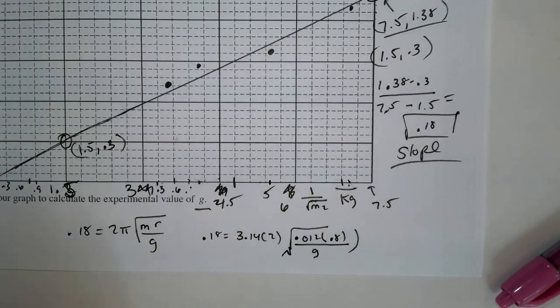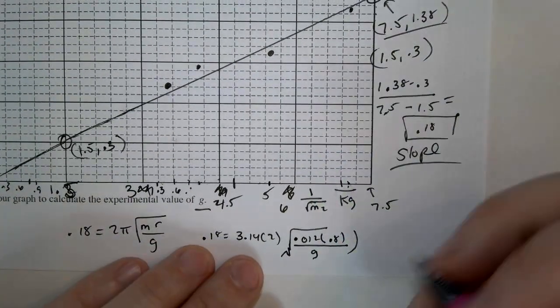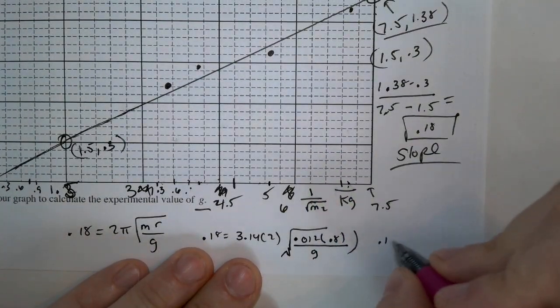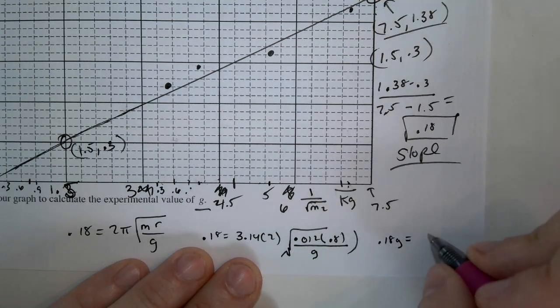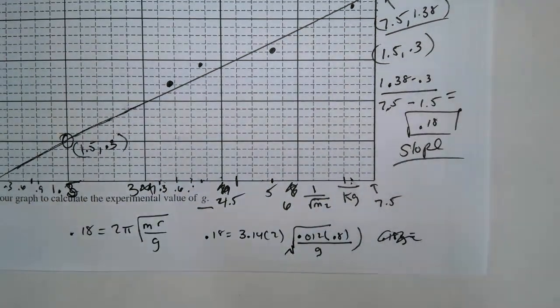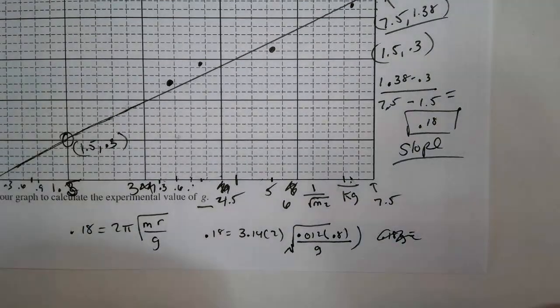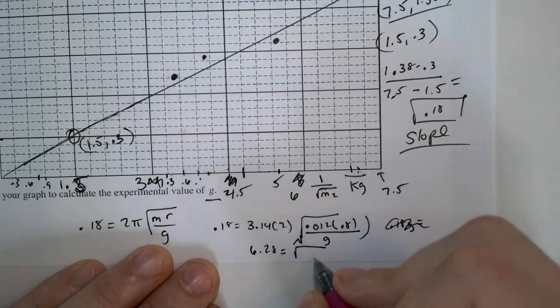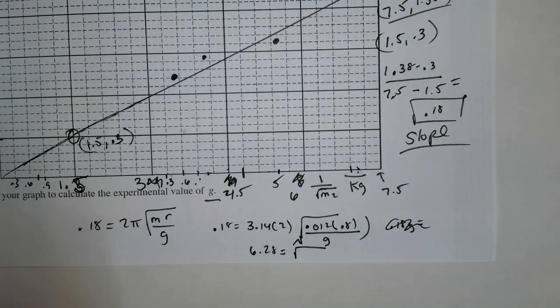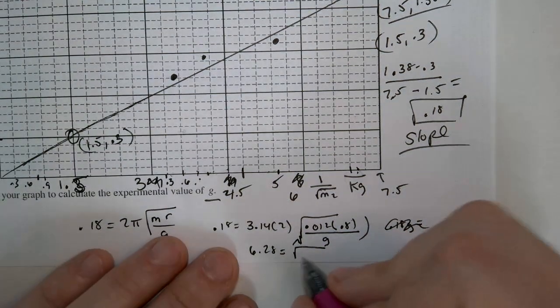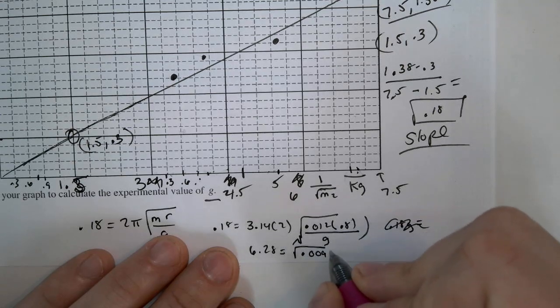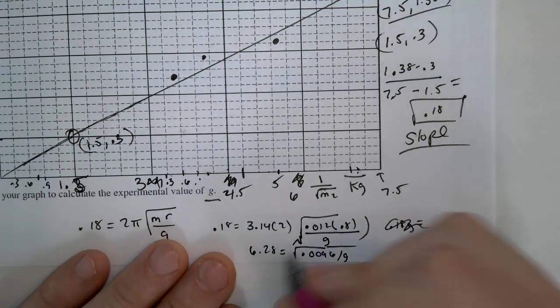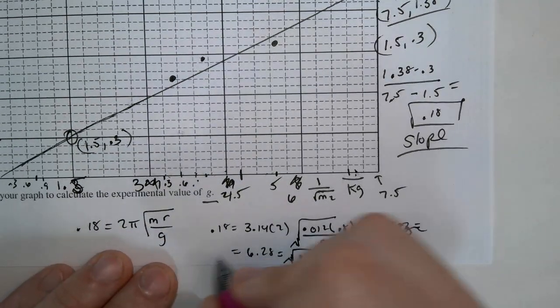Okay, so let's do the math. We get 0.18 g is equal to, oh no, I can't just do that. Let's just type in all the numbers. 3.14 times 2 is 6.28 is equal to the square root of 0.012 times 0.8. 0.0096 over g, still all in the square root, is equal to 0.18.